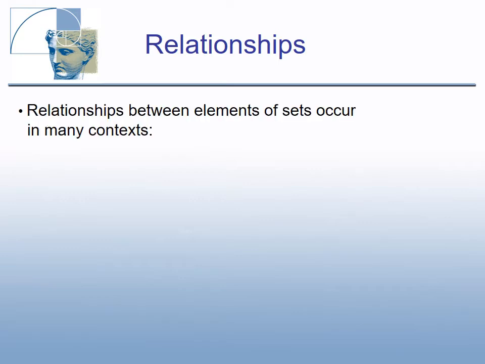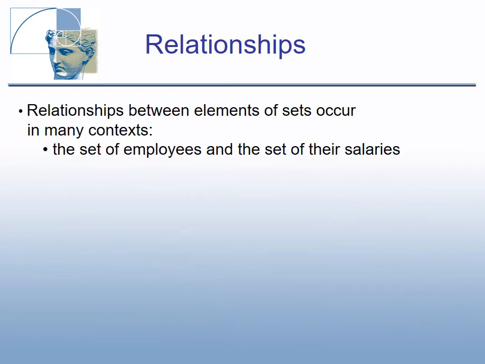So let's start. Relationships between elements of sets are represented using the discrete structure called a relation. Examples of relationships between elements of sets occur in many contexts. These are the set of employees and the set of their salaries, flight numbers and takeoff times, students and subjects, and so on.